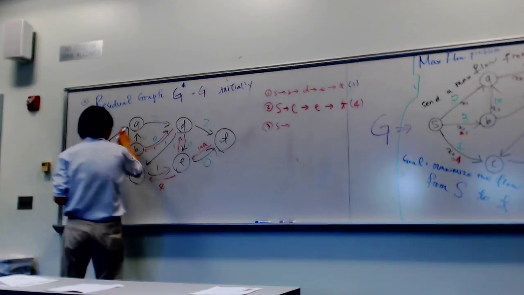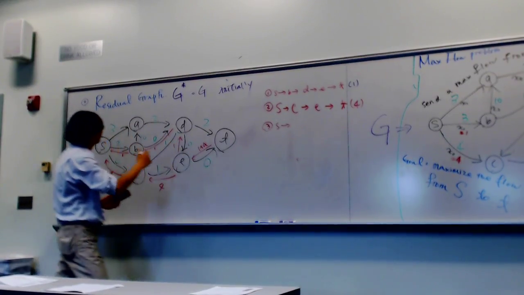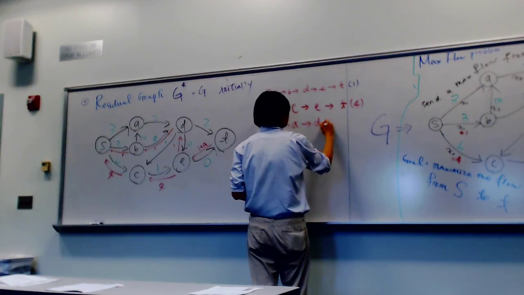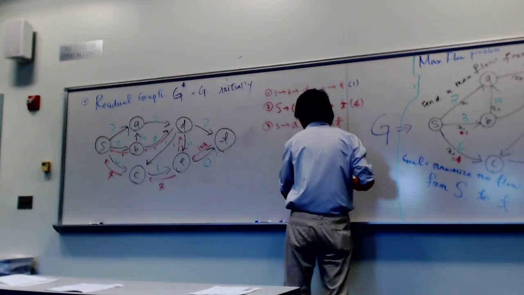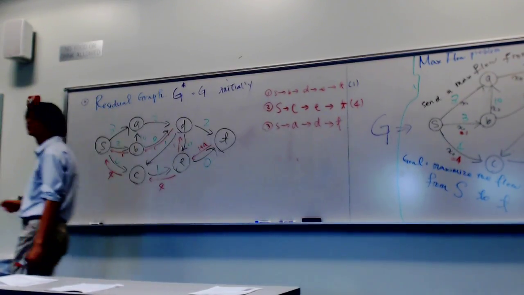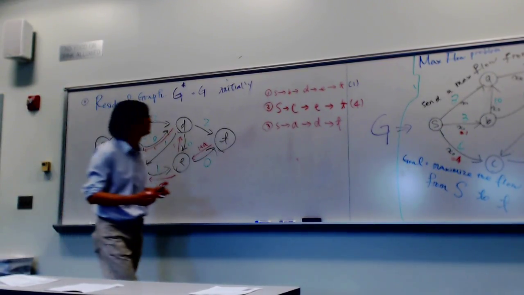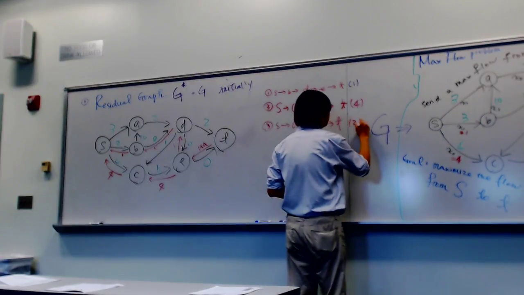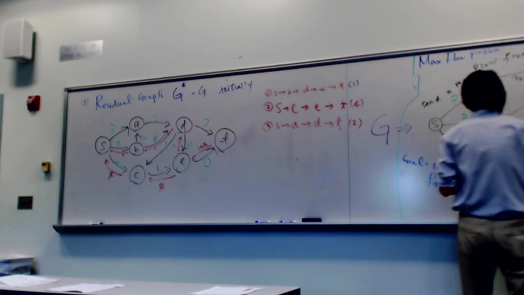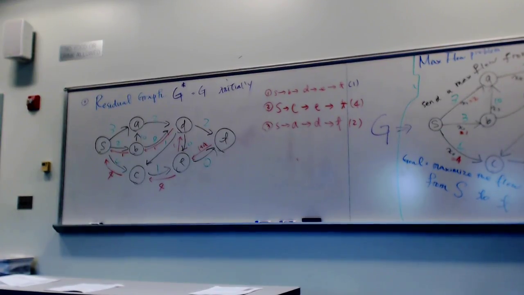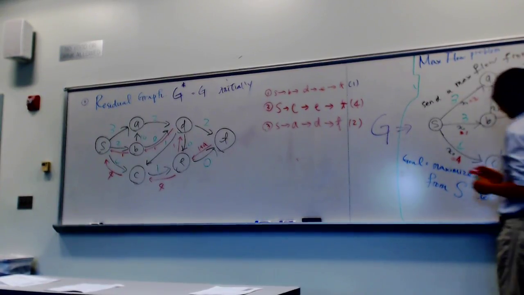Well, let's try this, right? This is also pretty big. S-A-D-T. And then we'll see what happens after that. Do you understand what's going on? Yeah. What can we do now? So this is going to have capacity of 2. We'll flow over this. This is not very interesting, but it's a reasonable path to choose anyway.